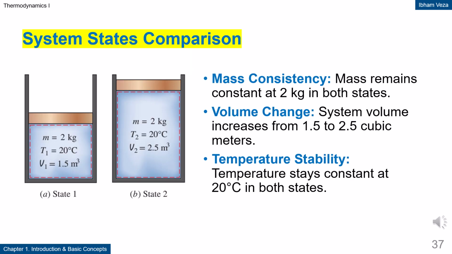A system can exist in more than one state. In this example, the mass of the system remains the same, but the volume changes. The temperature remains constant, even though the volume changes. This state change shows that some properties can change while others remain constant. The concept of state is very important in describing system conditions.